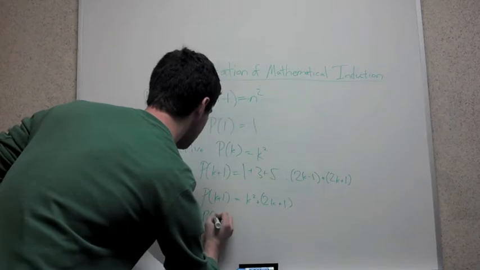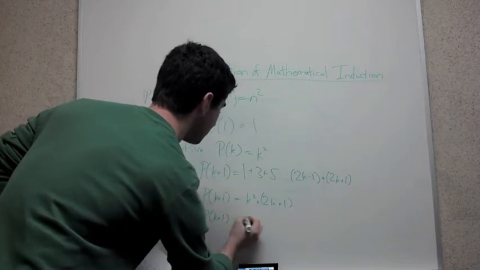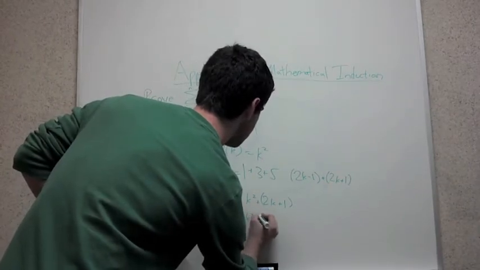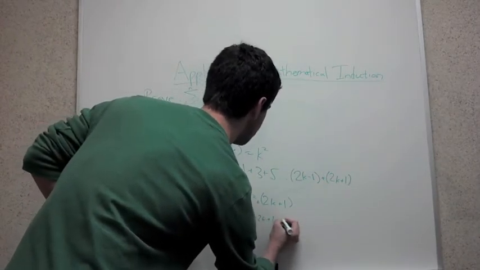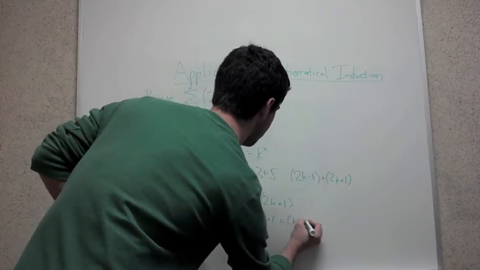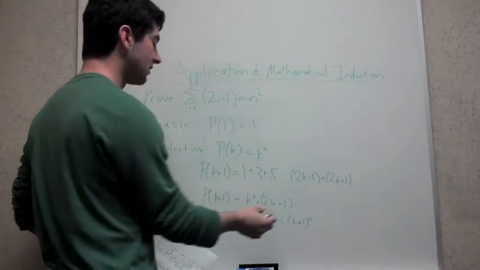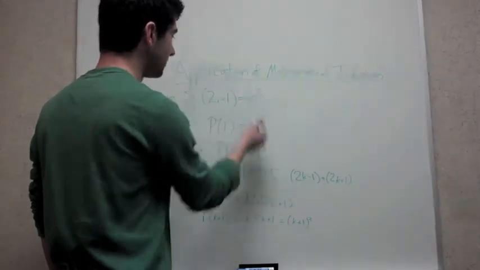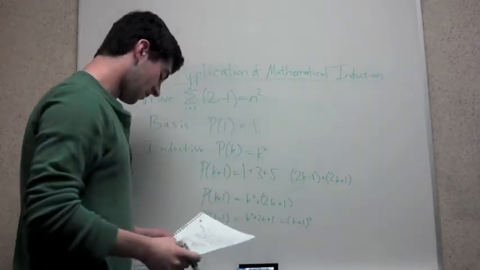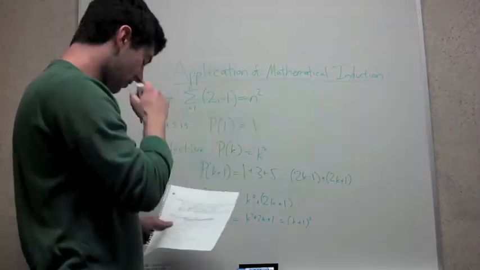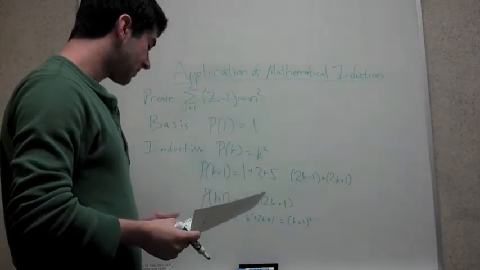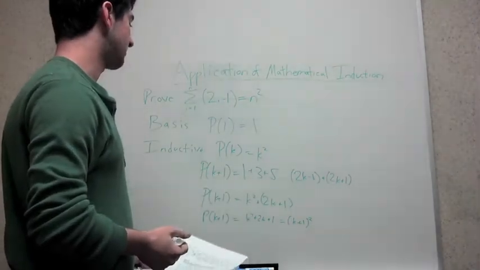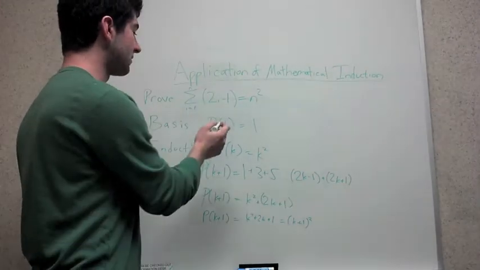P of k plus 1, when we simplify this, is k squared plus 2k plus 1, which is equal to k plus 1 squared. We can see that this holds true because if we plug in k plus 1 into here, into n, it would just be k plus 1 squared. Thus, we go through each step: the base step, proving it true for one discrete case, the inductive step for p of k, and then we conclude that p of n is true for all n because we proved k and k plus 1.